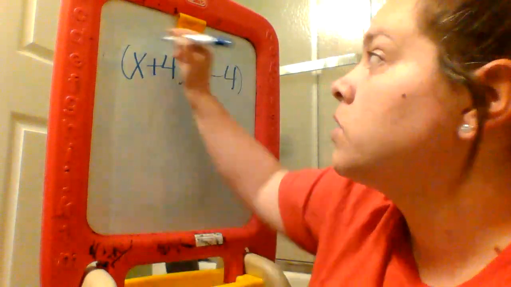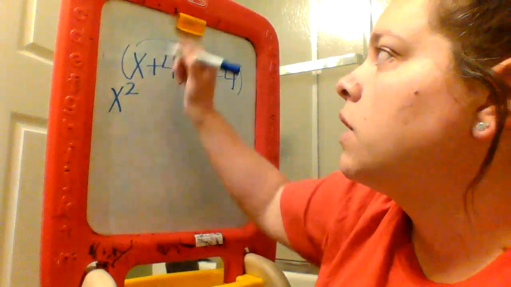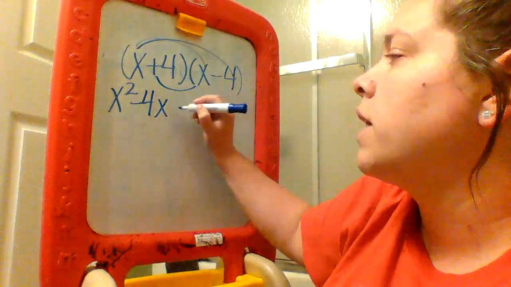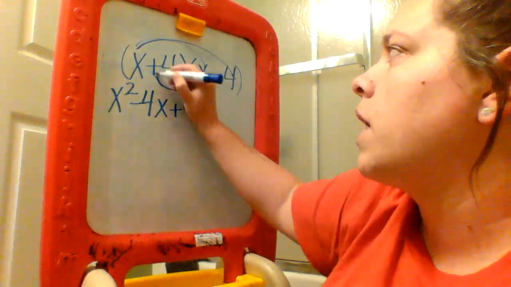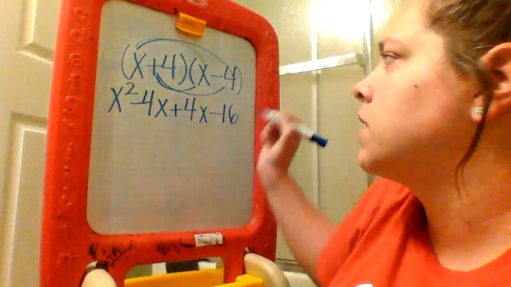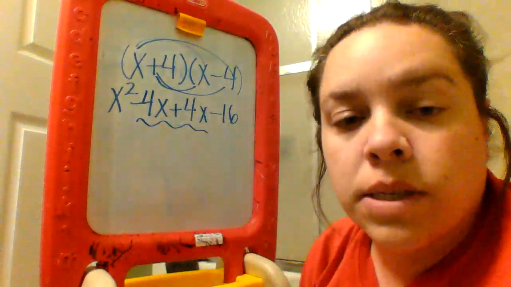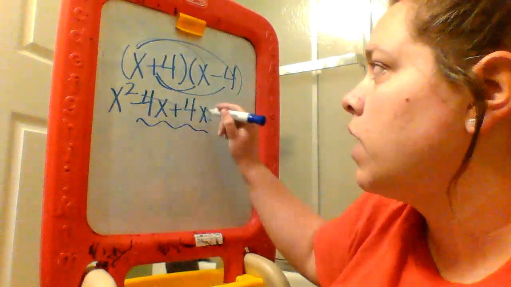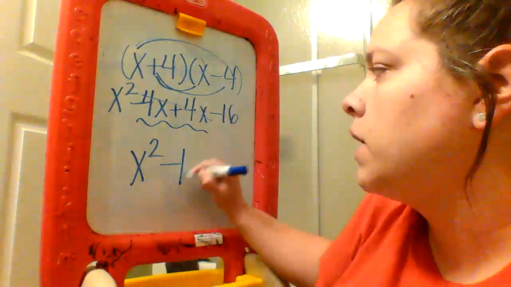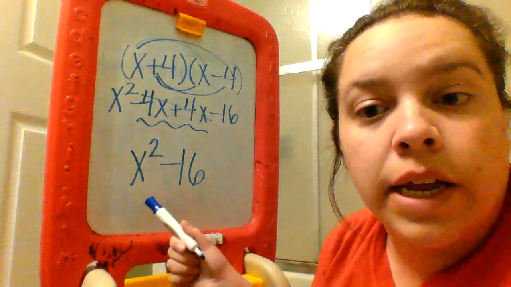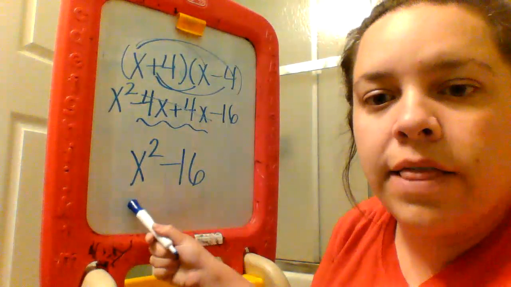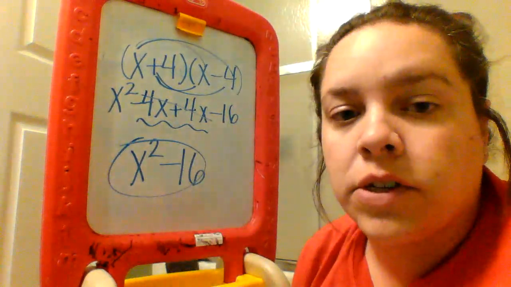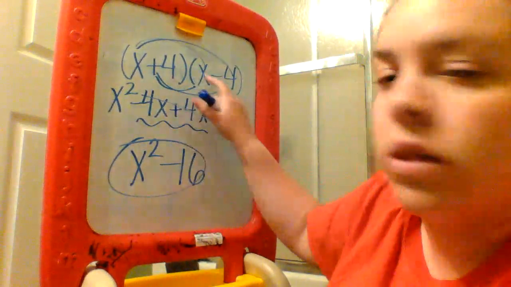So double distribute, so x times x is x squared. X times negative 4 is negative 4x. Positive 4 times x is positive 4x, and 4 times negative 4 is negative 16. And then you all would combine like terms in the middle. So negative 4x plus 4x, negative 4 plus 4 is 0, and you got x squared minus 16. This right here is difference, and these are both perfect squares. So this is a difference of perfect squares, and these are what we're going to be looking for.